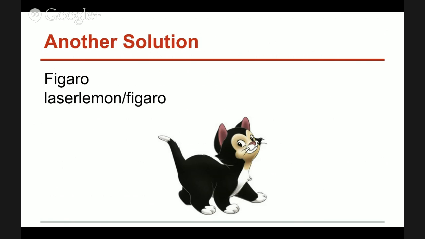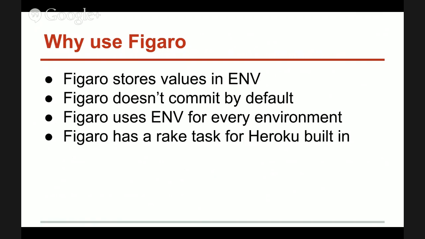So one other solution I want to talk about is Figaro. There's Secrets YAML, which is out of the box. It's great, but does require a little bit of configuration. Figaro, especially if you're working with Heroku, is a simplified solution. So the advantage of Figaro is it actually stores values in environment variables.